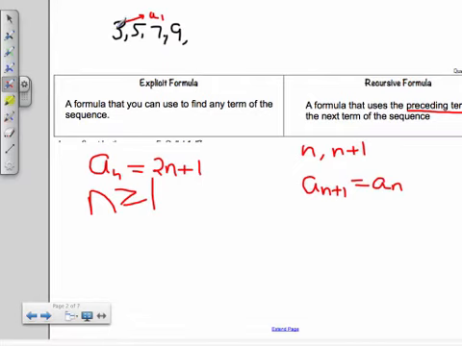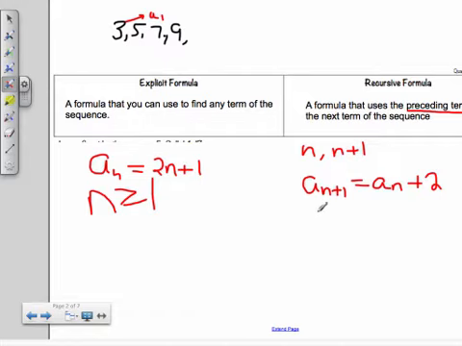So for example, the first term is 3, to get to the second term I have to add 2. The third term is 7, to get to the fourth term I have to add 2. So each time I'm adding 2. So this formula is going to say a sub n plus 2, because this is saying that you add 2 to the previous number to get the next number in your sequence.